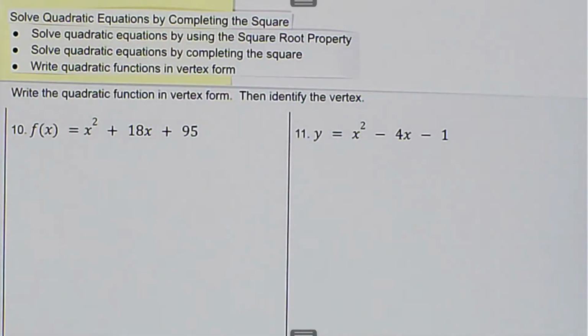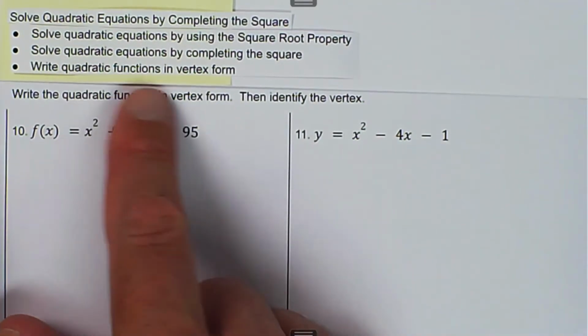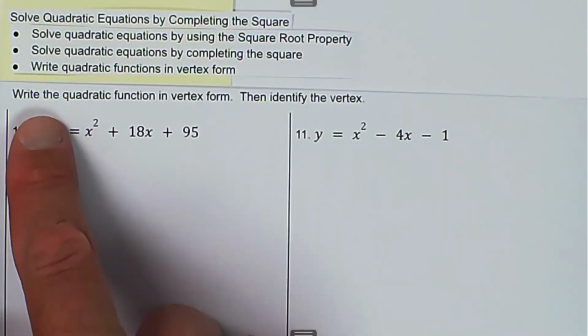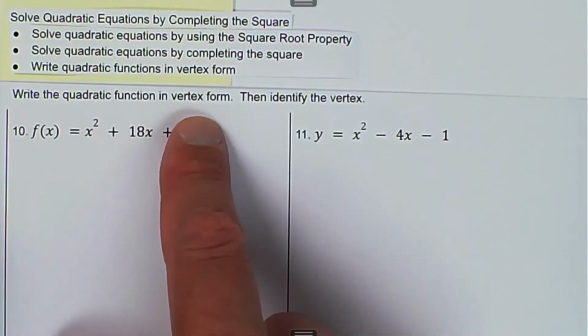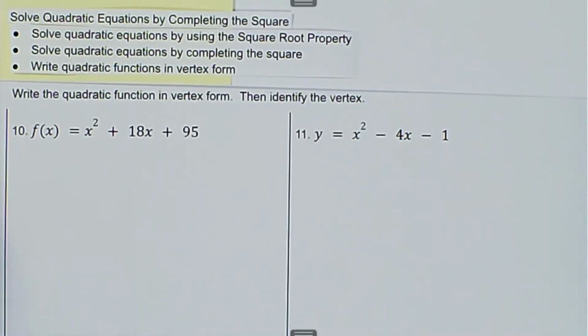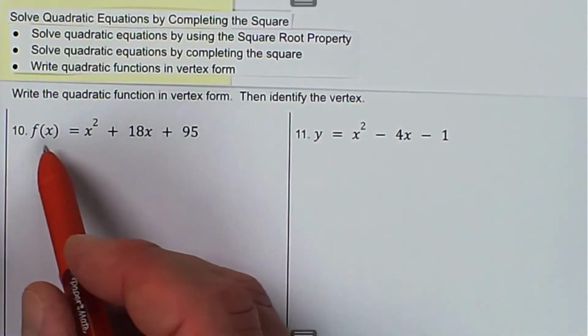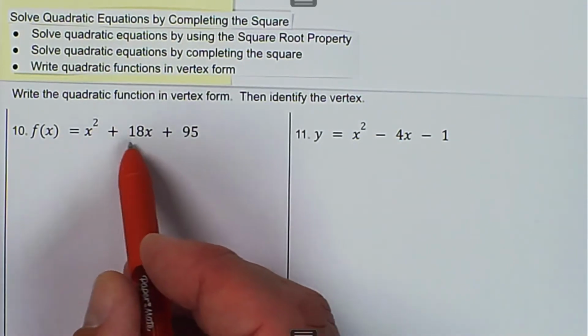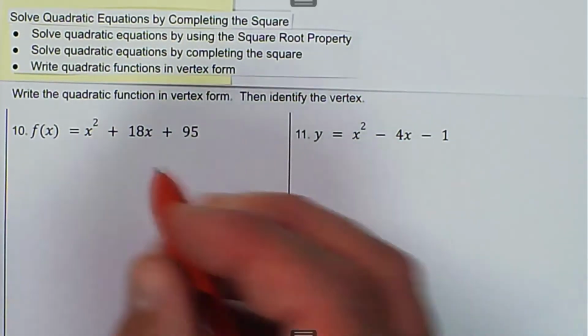We are talking about solving quadratic equations by completing the square, and we want to write the quadratic function in vertex form, then identify the vertex. We're going to do the same thing that we have done in the past, and use the process of completing the square in order to figure out the vertex form. So in this case, we have f of x equals x squared plus 18x plus 95.